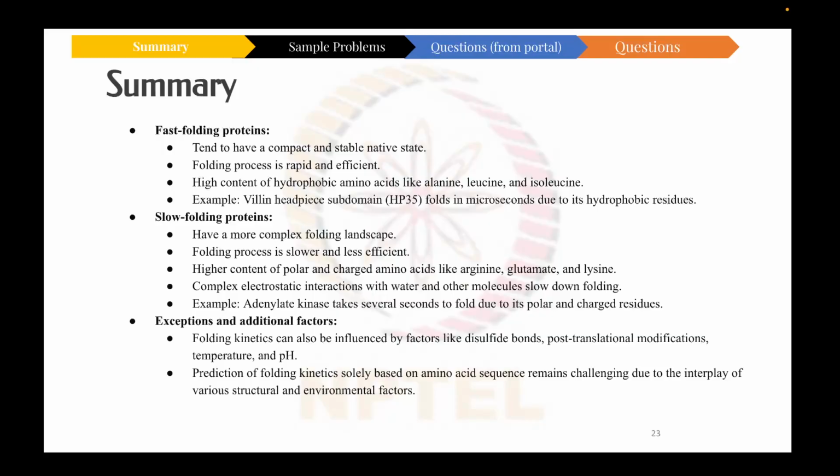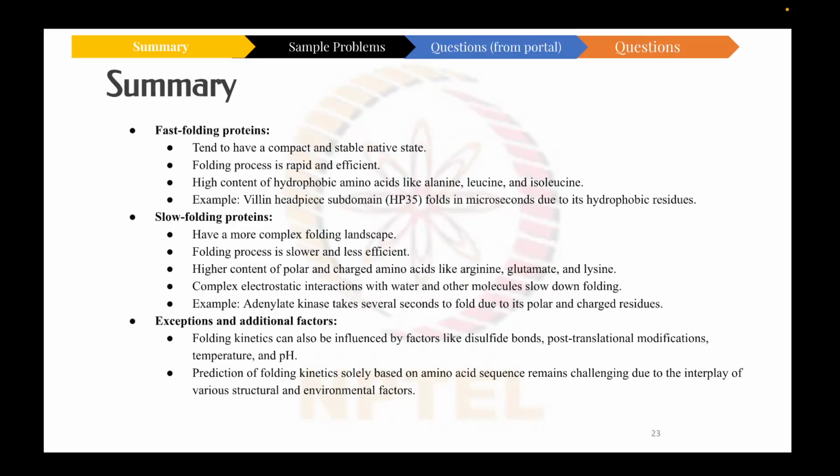One example of a fast folding protein is the villin headpiece subdomain, which folds into the native state in just a few microseconds. The villin headpiece subdomain contains a high proportion of hydrophobic amino acids such as alanine, valine, and leucine, which help to stabilize the compact folded state.